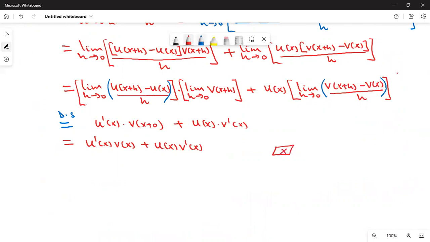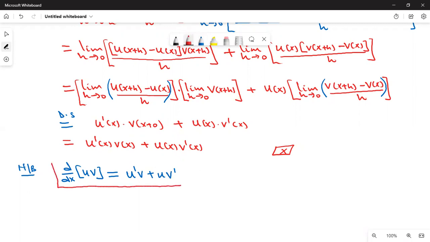And so you can just take note that when you differentiate u times v with respect to x, you need to get u prime v plus u v prime. That is what you mean by the product rule. Of course, you need to know that u and v here are functions of x, and those primes denote derivatives with respect to x. So this is the product rule.